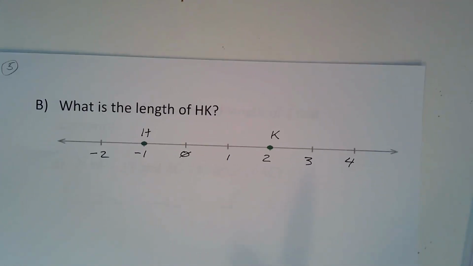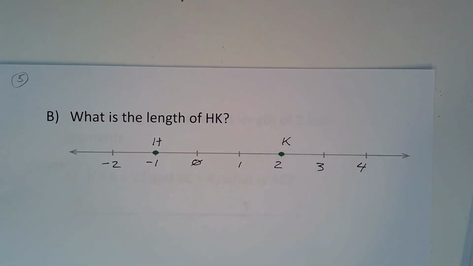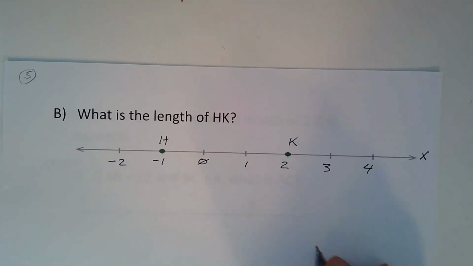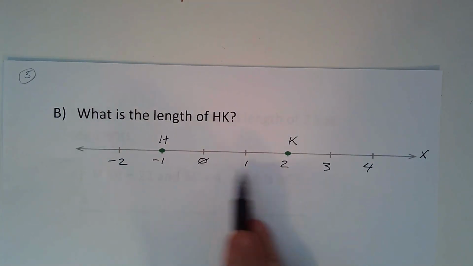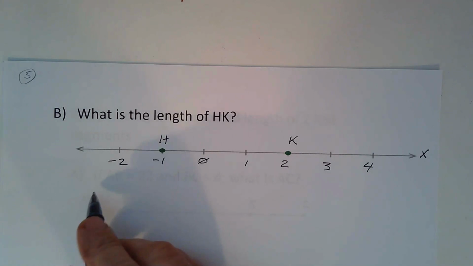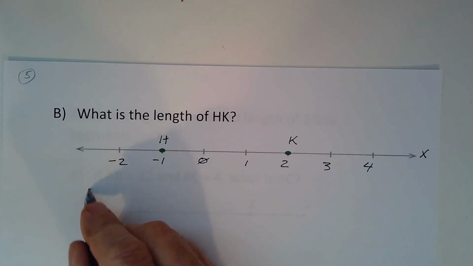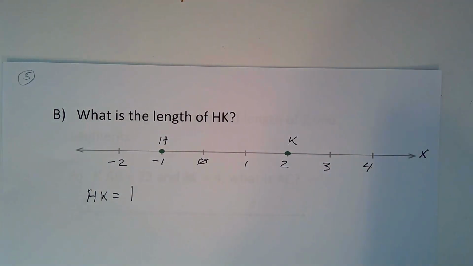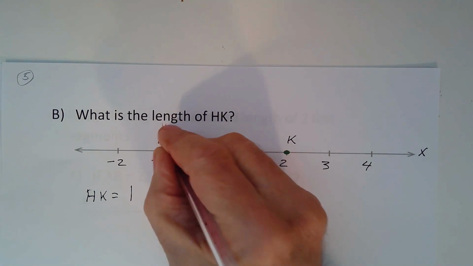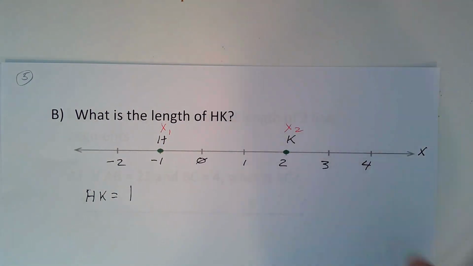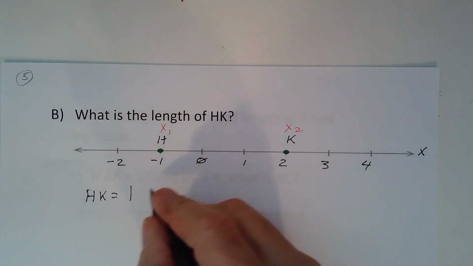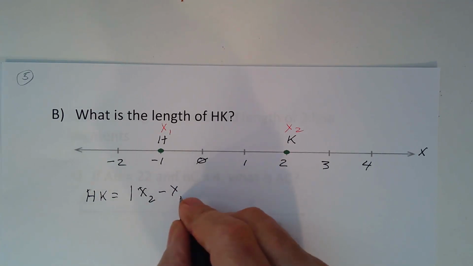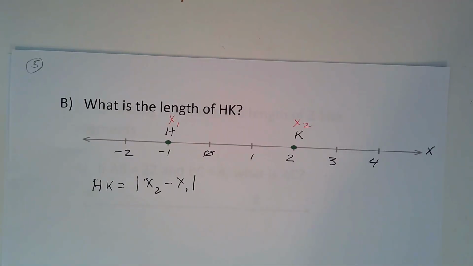And so now let's take a look at another example. This is going to work exactly the same way. So again, this is our x-axis. We're going to use absolute value. We want to know what the length of HK is. All right, so we're going to write again HK this time equals the absolute value, and again, H is going to be our x sub 1, K is going to be our x sub 2. So remember, we're doing x sub 2 minus x sub 1. Subtraction is always backwards like that.